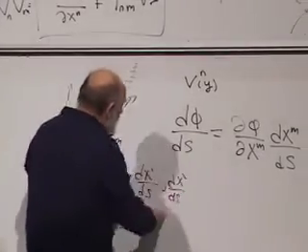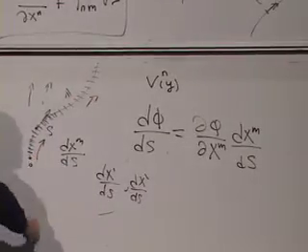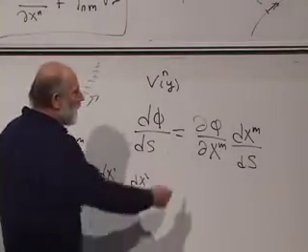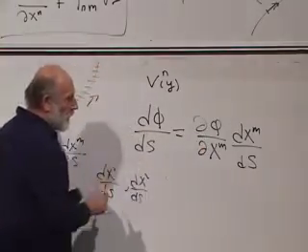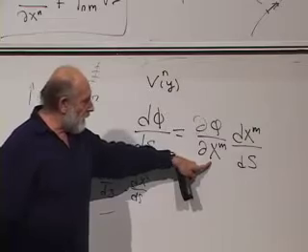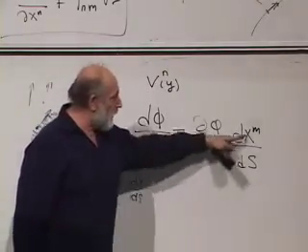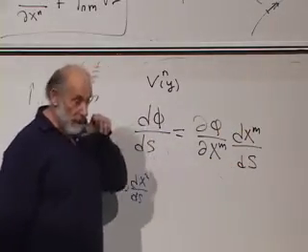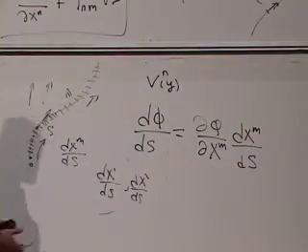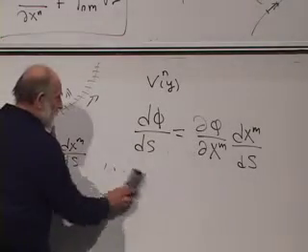If you want to differentiate phi along s, you differentiate it with respect to the coordinates. That gives you a covariant vector, and you multiply it by the contravariant vector dx by ds. And that gives you the derivative of phi with respect to s. Right? Very simple.